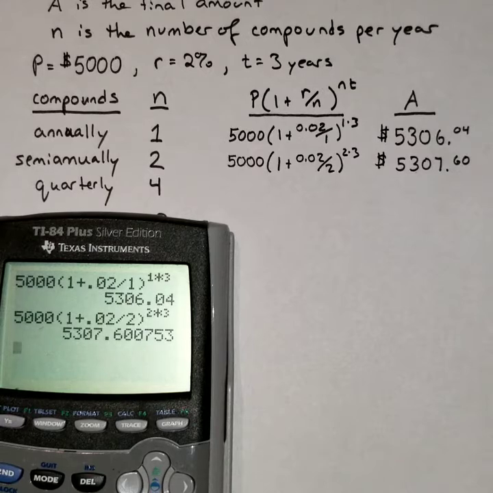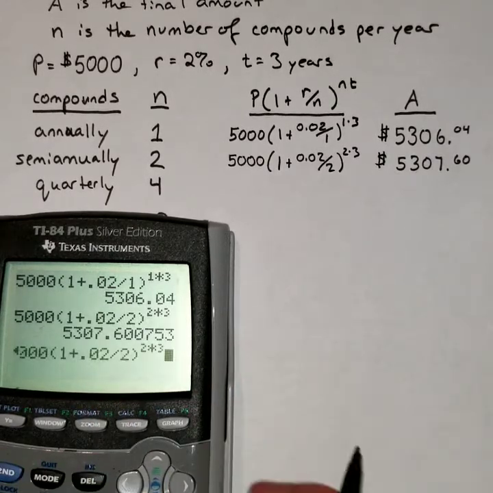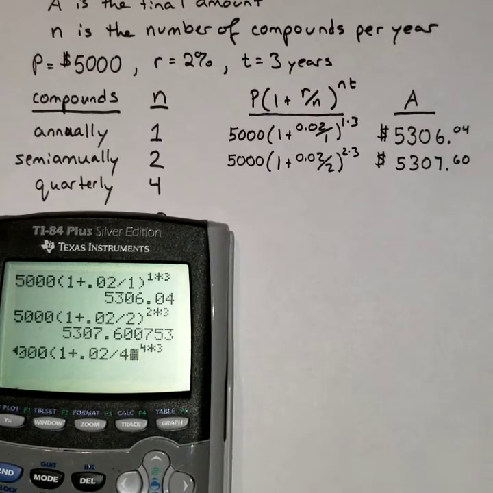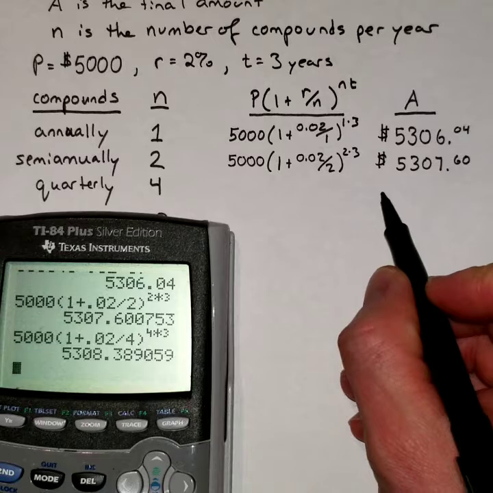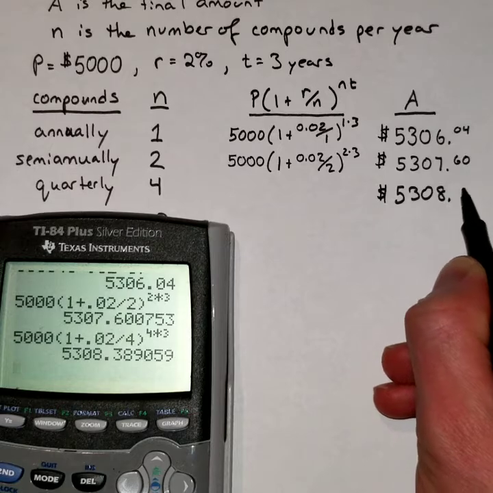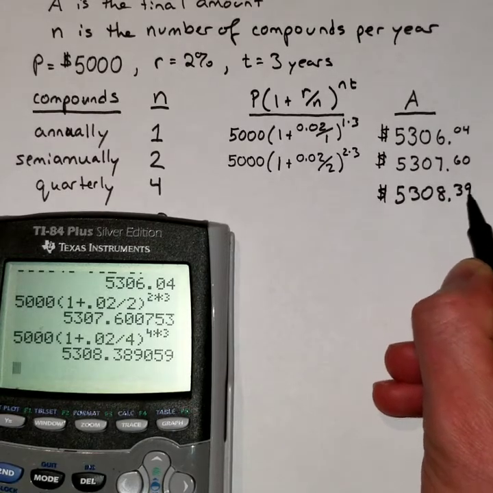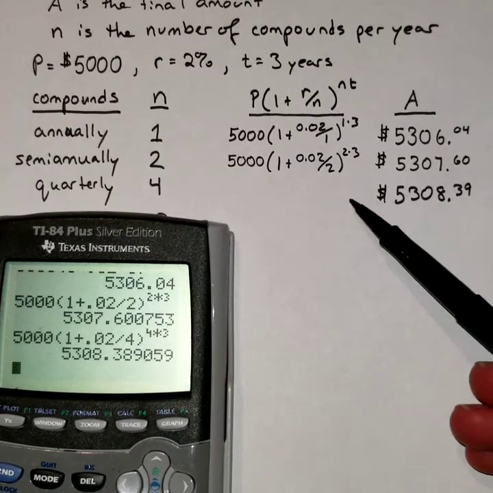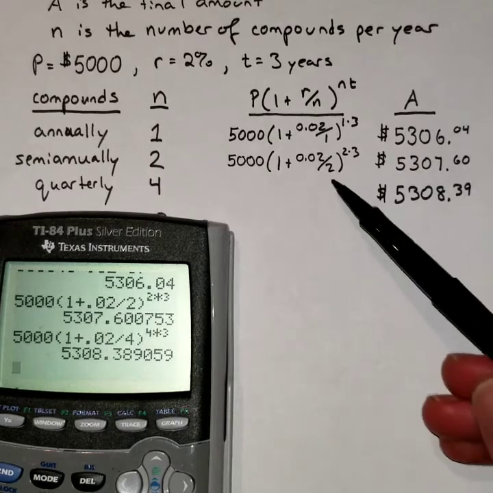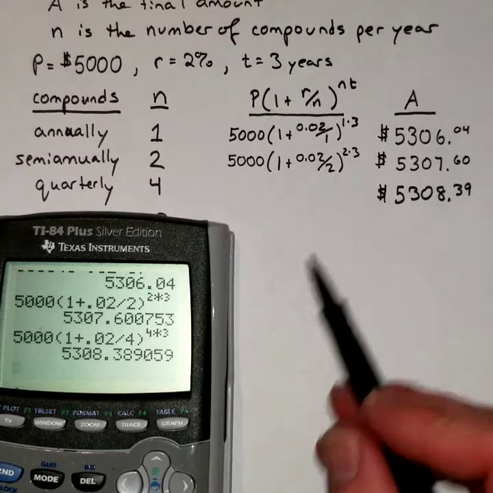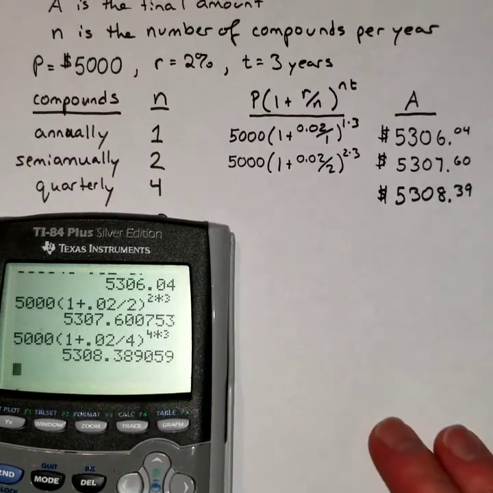I can continue this on. We'll do this with quarterly. So again, I hit second enter, copies the previous calculation, and change the 2's to 4's. And I'm going to get $5,308.39 when I round it. Now I could go through and fill in the formula. I think you guys probably see the pattern now. You're just filling in the values, the P, R, N, and T. And so rather than write all that out, you'll see it develop on the calculator as we go.